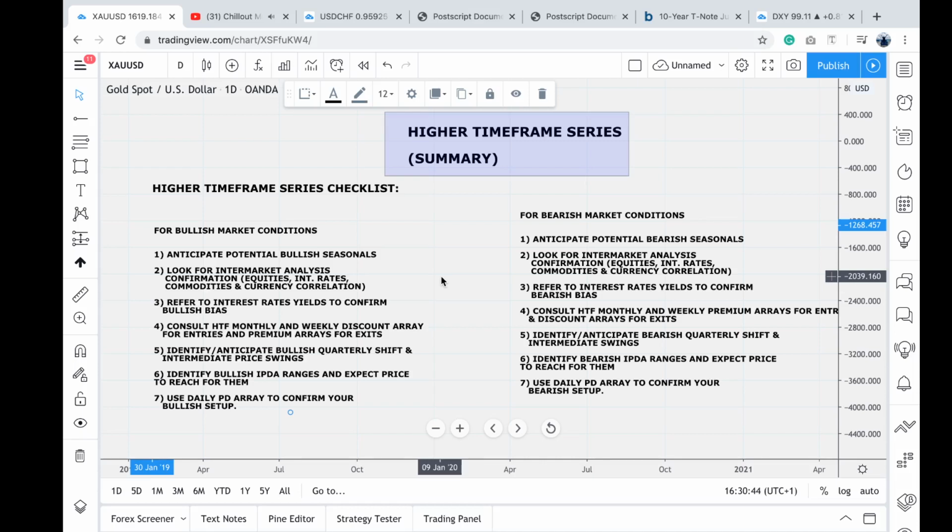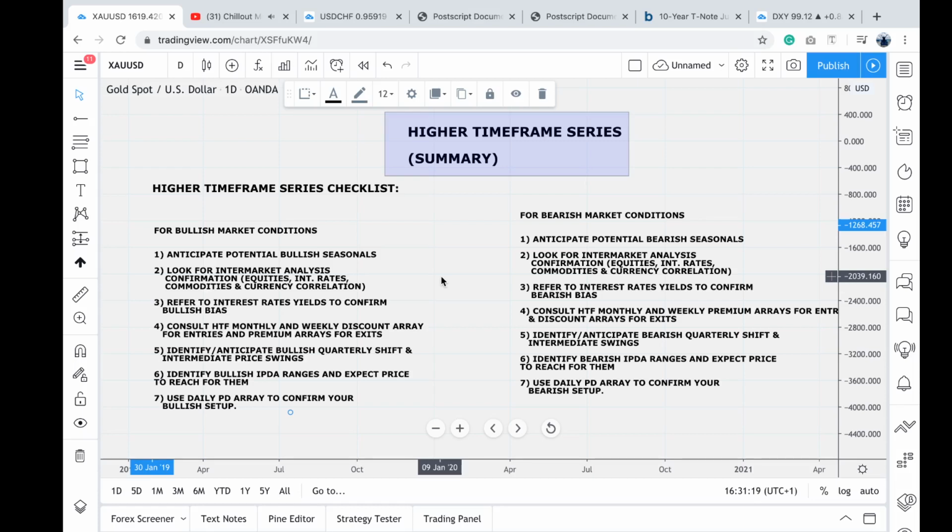And lastly, you want to use your daily PD arrays to confirm your bullish setup before your entry. So for bearish market conditions, you want to do the same thing. You want to anticipate potential bearish signals. So you look for a signal tendency to be bearish on the base pair, where the base pair is most likely to be bearish and the quote pair is most likely to be bullish. When you're pairing a very weak currency with a very strong one, that is going to cause a massive displacement to the downside on that currency pair.